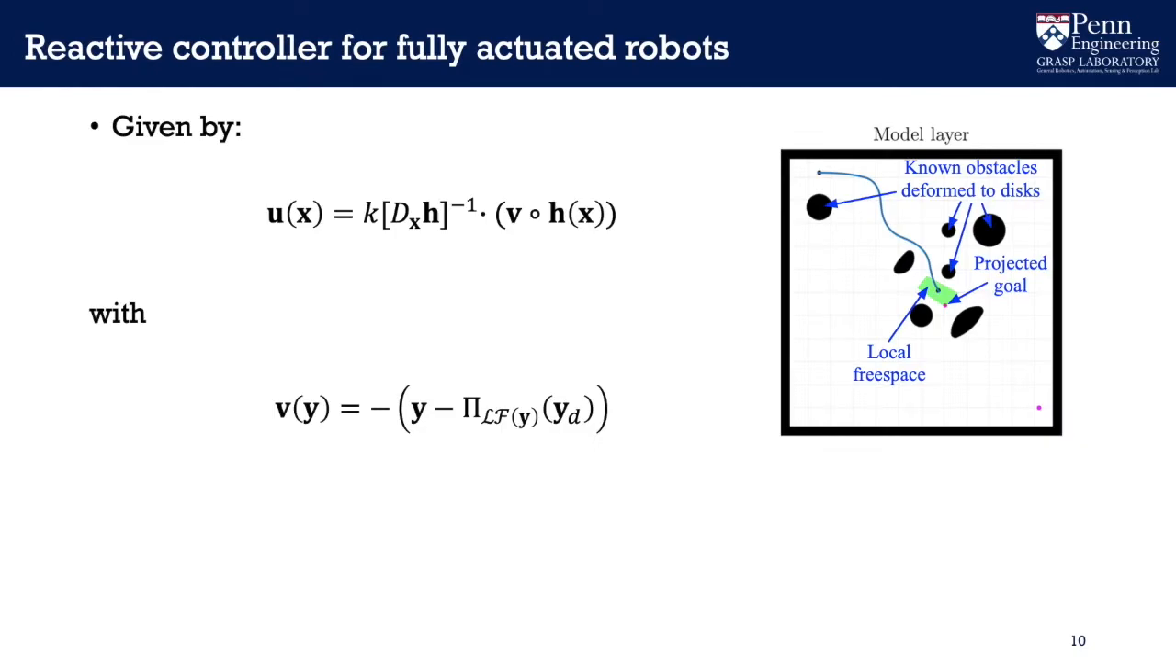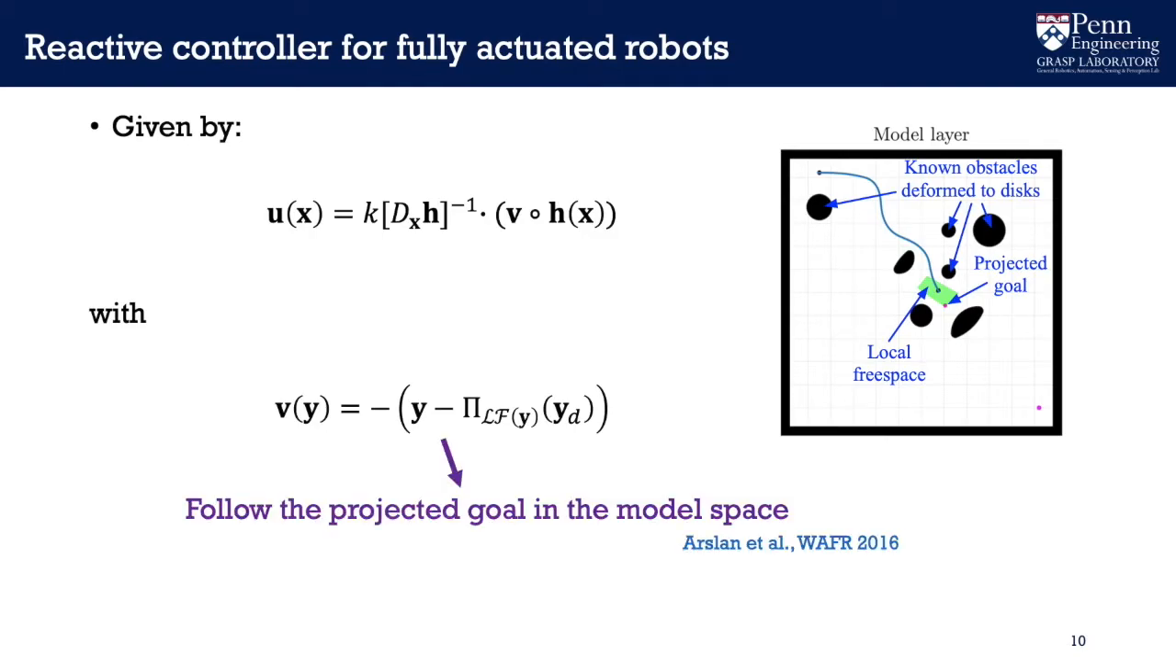A reactive controller for fully actuated particles is the push forward of a doubly reactive navigation strategy in the model space through the inverse of the constructed diffeomorphism. Our navigation strategy in the model space is to just follow the projection of the goal yd onto a local free space around the robot position y, constructed as the intersection of separating hyperplanes, one for each familiar obstacle deformed to a disk, and for each segment of an unknown convex obstacle, as shown in the figure. Here, y is the position of the robot in the model space, and yd is the position of the goal in the model space.